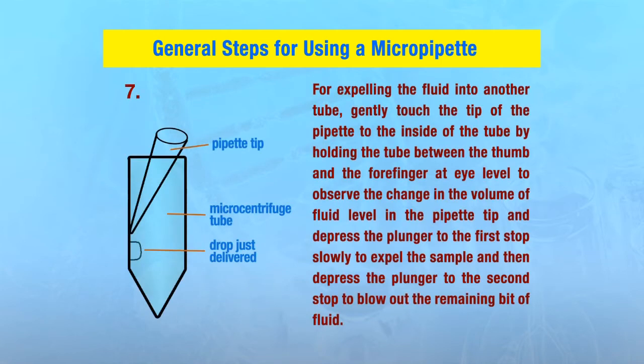For expelling the fluid into another tube, gently touch the tip of the pipette to the inside of the tube by holding the tube between the thumb and the forefinger at eye level to observe the change in the volume of fluid level in the pipette tip, and depress the plunger to the first stop slowly to expel the sample, and then depress the plunger to the second stop to blow out the remaining bit of fluid.